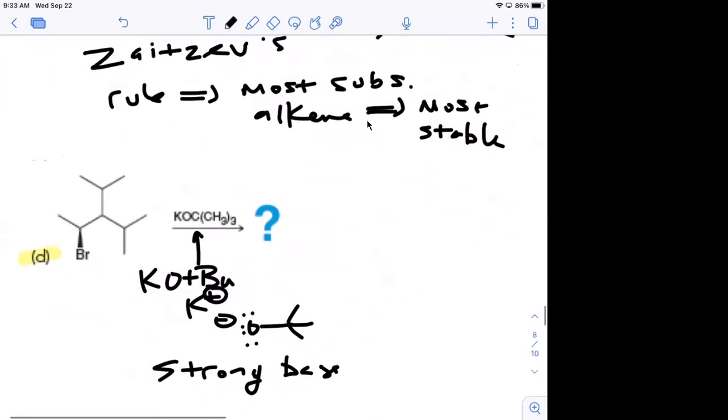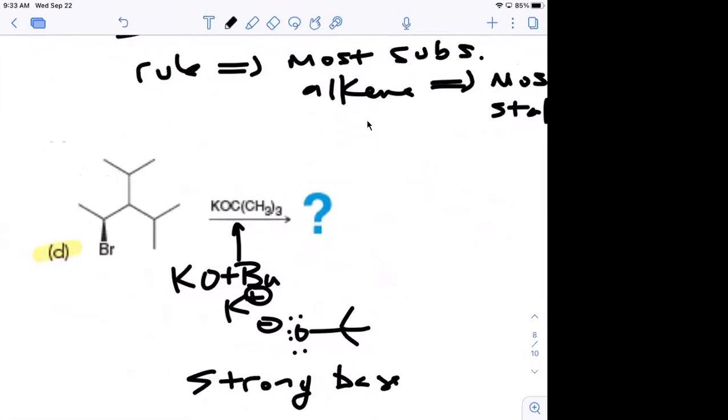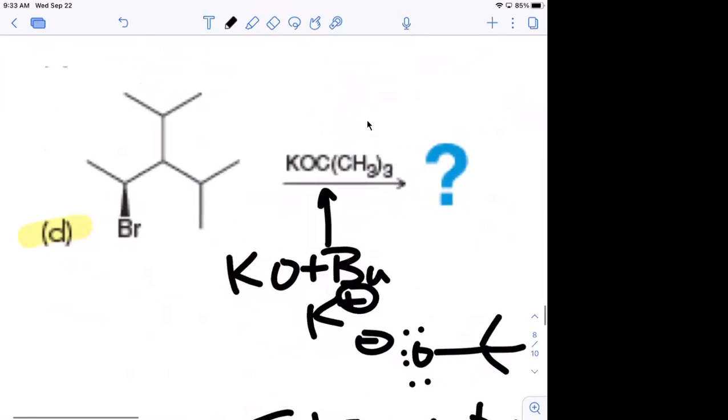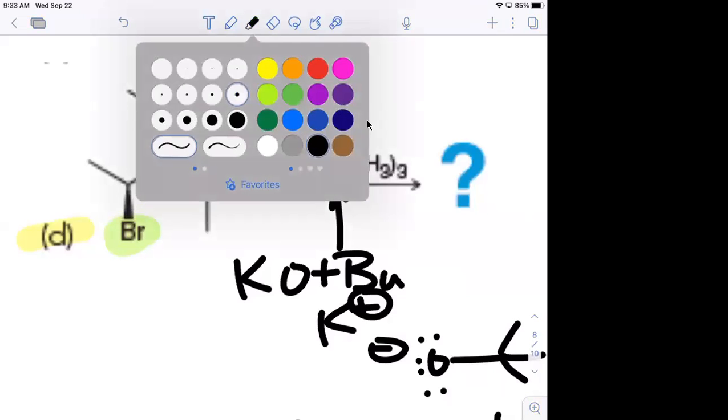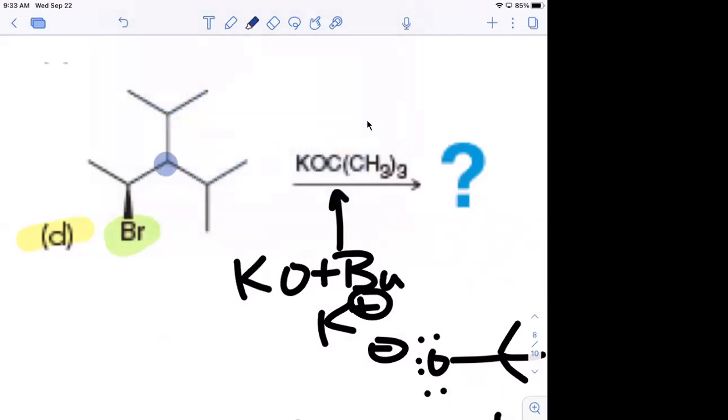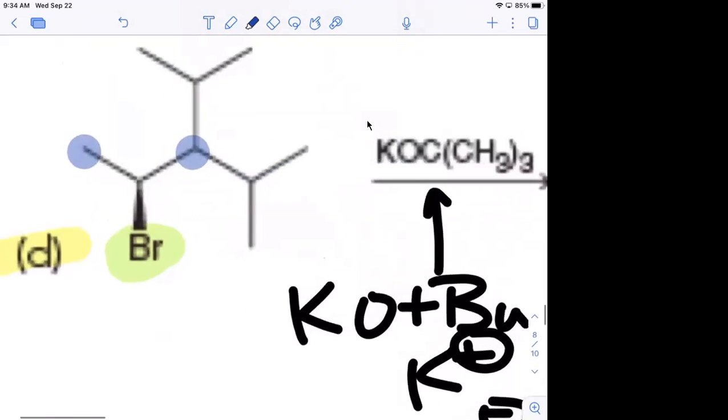All right, so without going through the actual arrow pushing, we got our base. What are we looking for now? We know it's E2. So what's the strategy? Find a leaving group and then find the alpha protons. Alpha protons are going to be here on this carbon and here on this carbon. So we can predict the products, right? Without going through the mechanism.